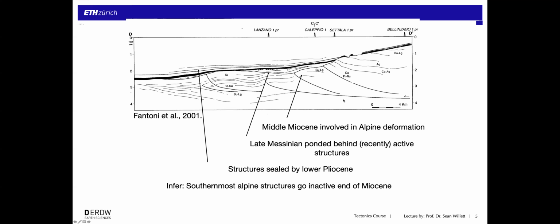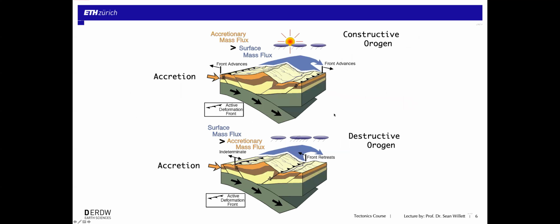So how would we interpret that? We would interpret this as an abandoned deformational front. So it was something like this, where the deformation had reached a point south of Milan in the case of the Alps. This structure was abandoned. It went inactive.